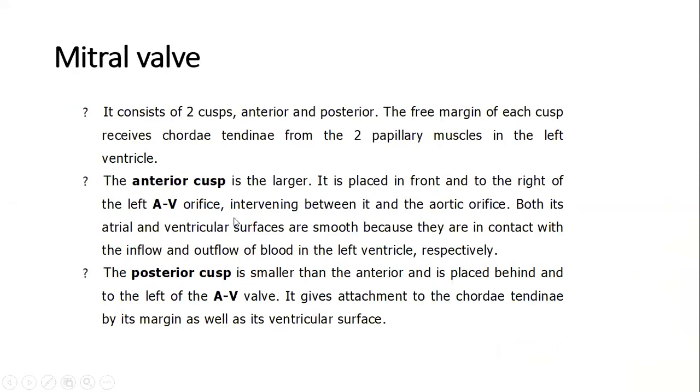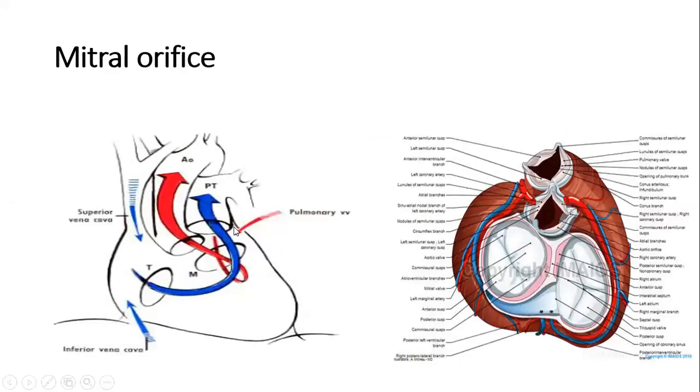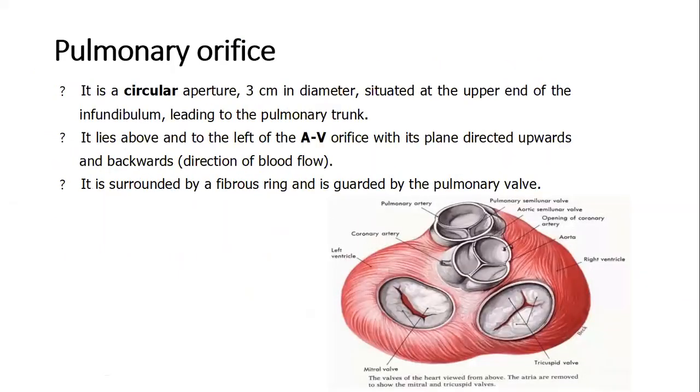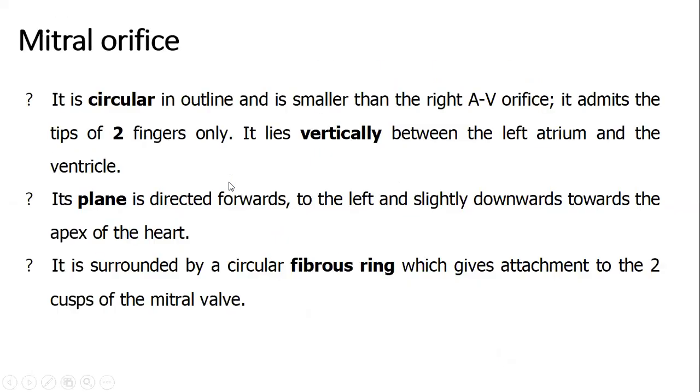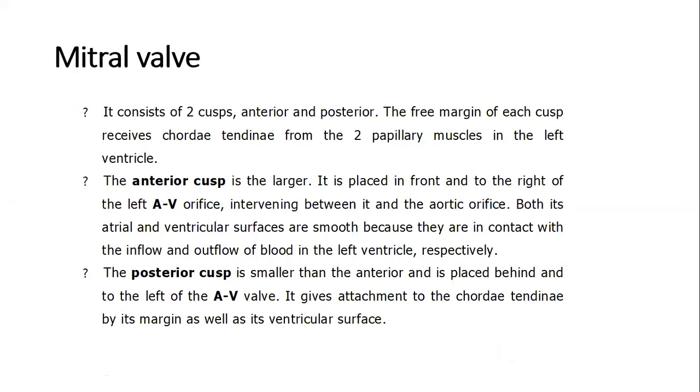Both its atrial and ventricular surfaces are smooth because they are in contact with the inflow and the outflow of the blood in the left ventricle respectively. So there are two surfaces, the atrial surface and the ventricular surface. Both are smooth here in the case of the mitral valve, especially for the anterior cusp.